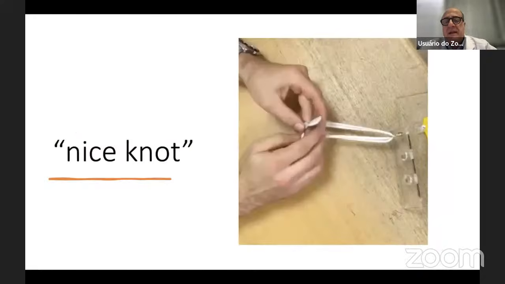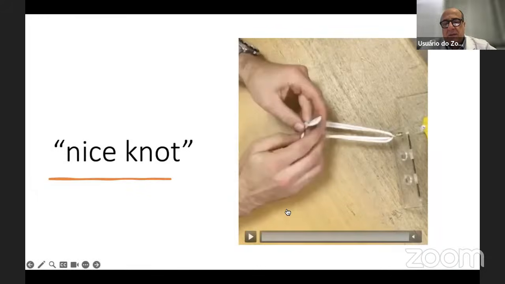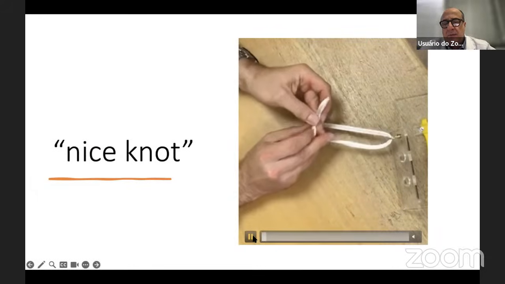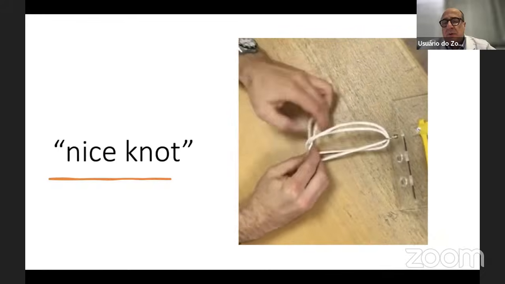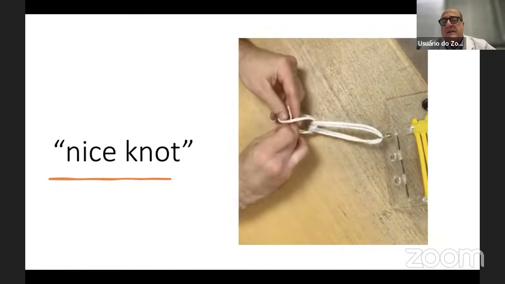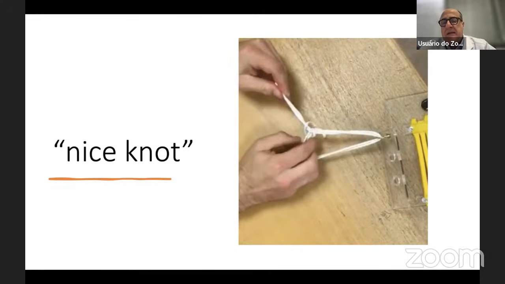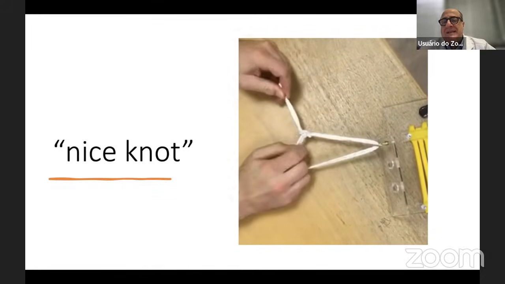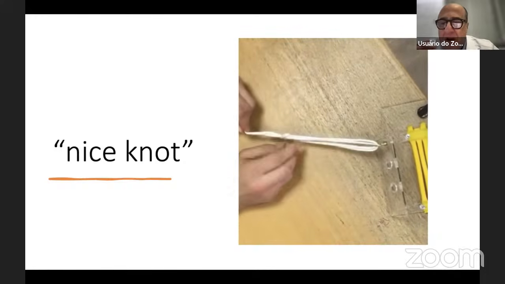I use this kind of knot that was also described by Dr. Boileau. This is a square knot with a double loop, and you can put the free tail inside the loop, and then we can slide this loop. It's a very good knot.